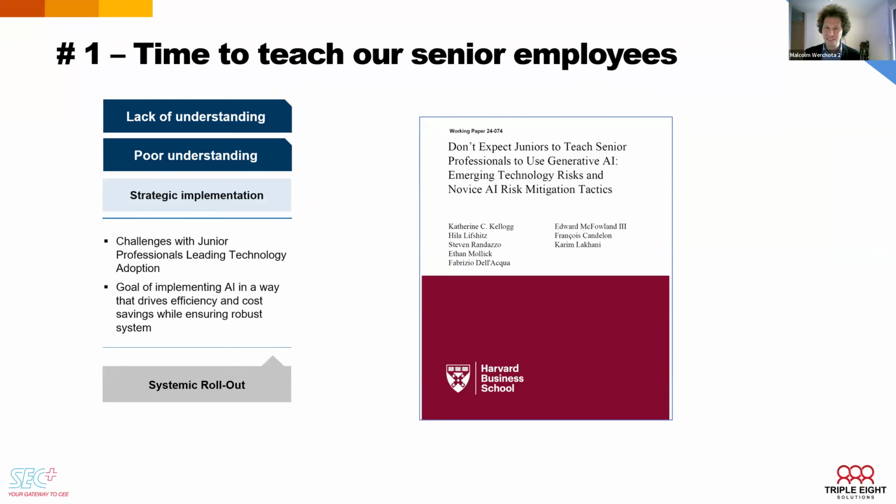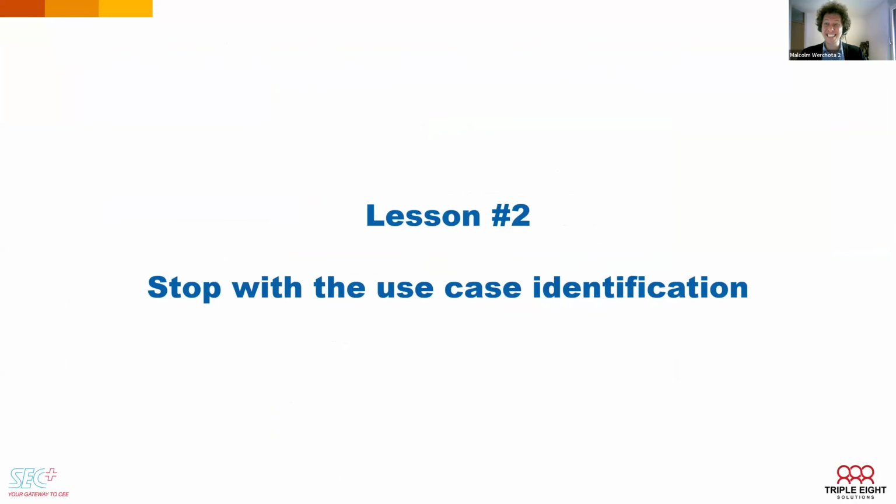Now, the second one is we sit down with companies and they say, yeah, Malcolm, we have ChatGPT. We bought it for our employees, but we don't know how to use it. I'm like, yeah. And they spend a significant amount of time identifying use cases. We could use it for this project on this task. I'm like, no, don't. Use it everywhere.